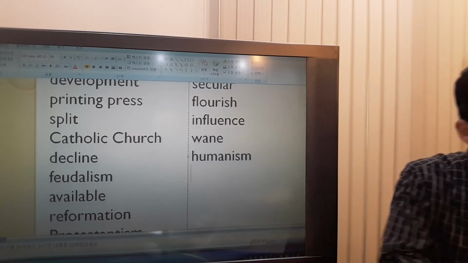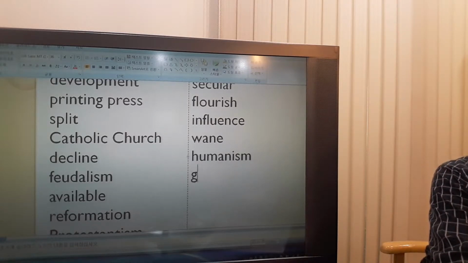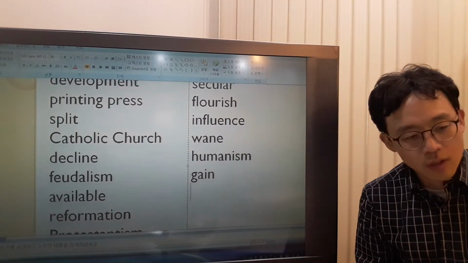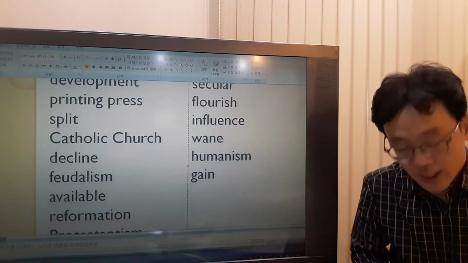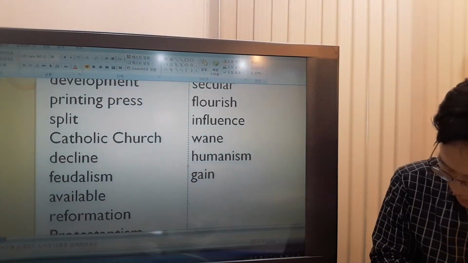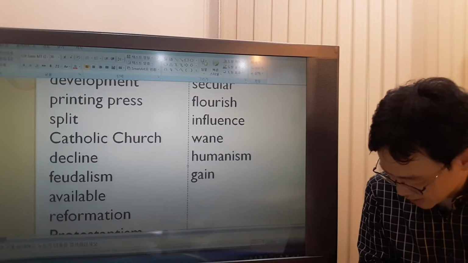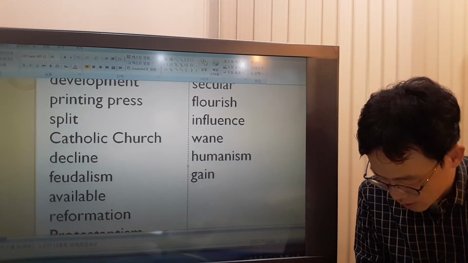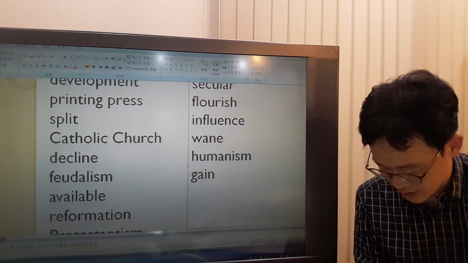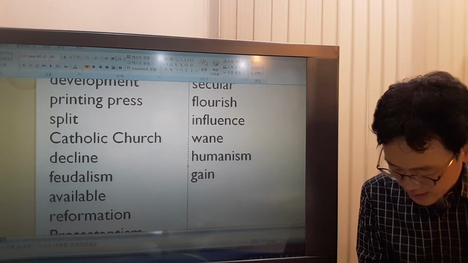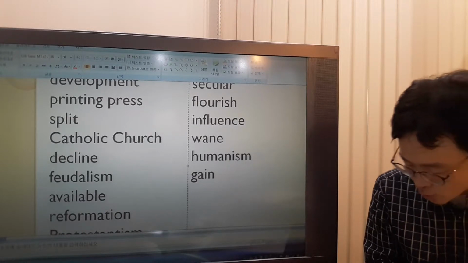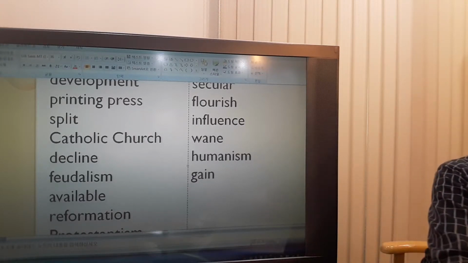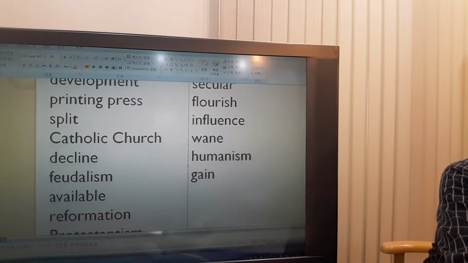Humanism gained importance. What does gain mean? Gain means to gradually get more of something. You gain weight. Alright? Gained importance. Remember that humanism is the idea that humans are of prime importance and that all humans have rights. Humans are of prime importance. What does of mean?